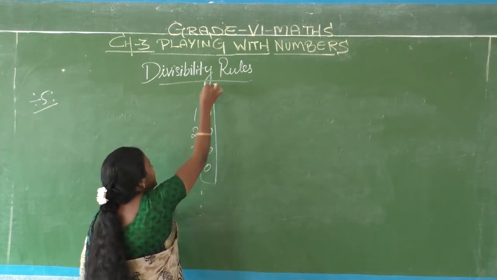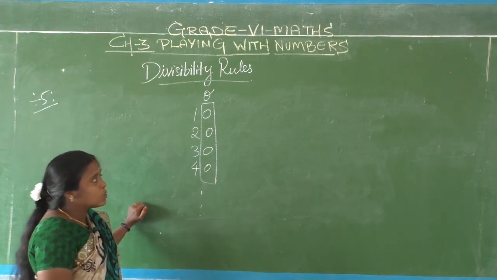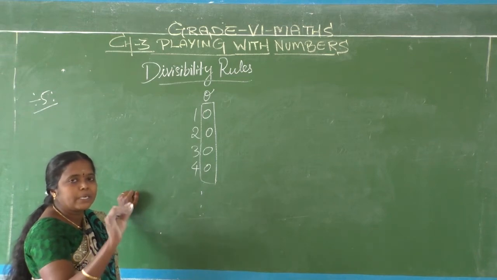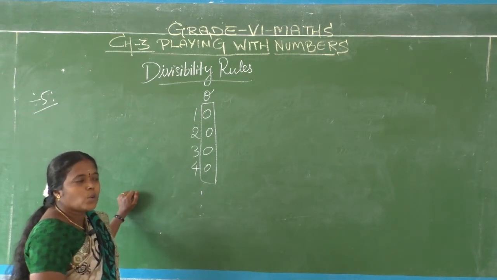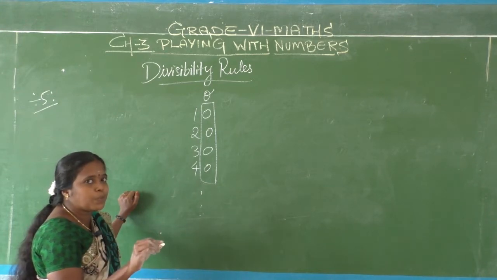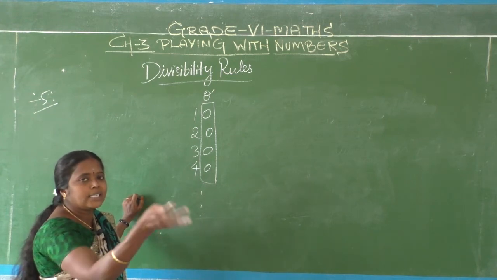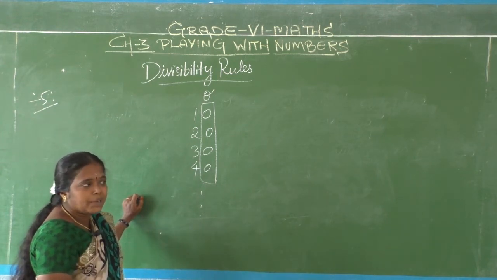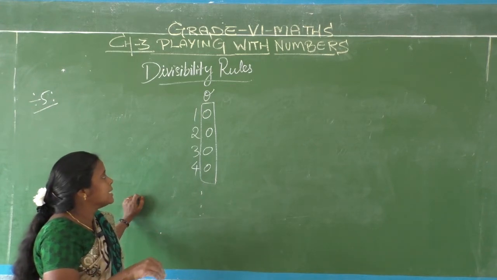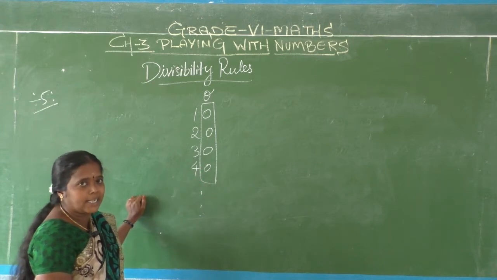In the multiples of 10, only the digit 0 is available in the ones place. Clear? Based on this, the rule is framed here. Divisibility by 10 rule. What is it telling? If a number has 0 in its ones place, then it is divisible by 10.